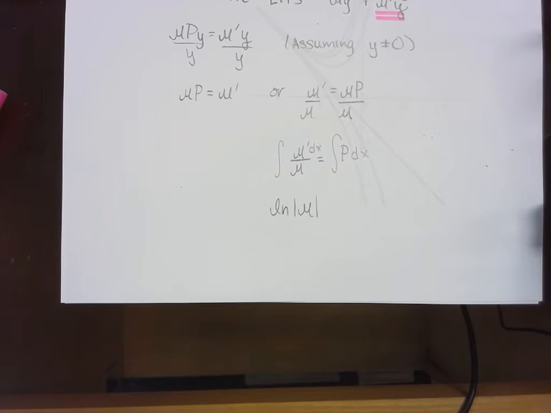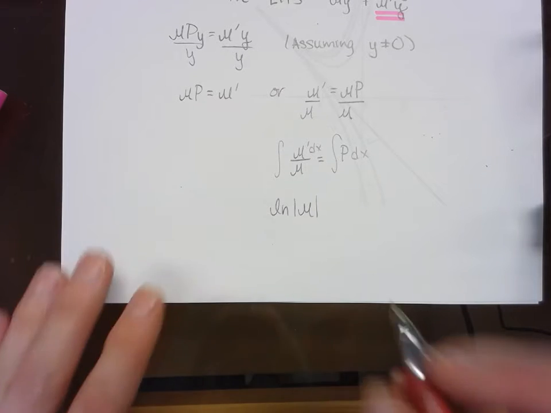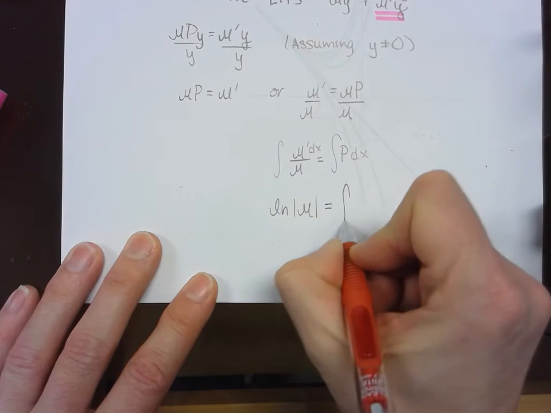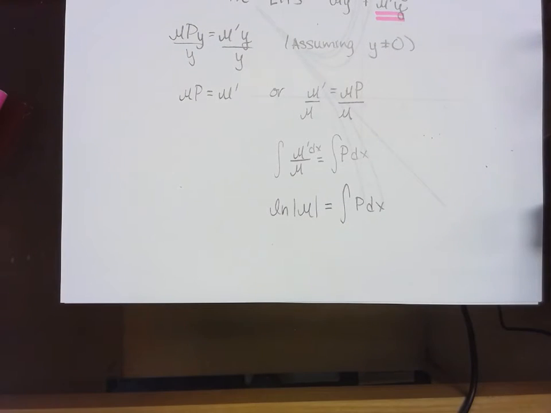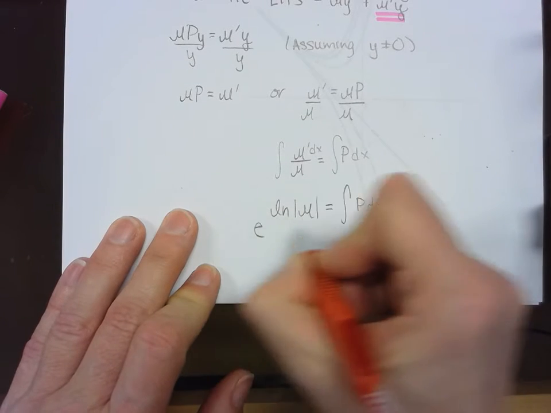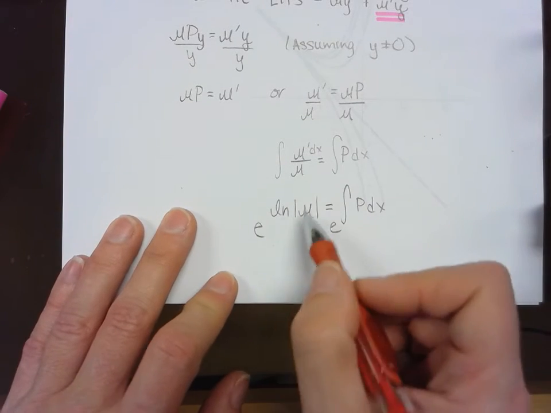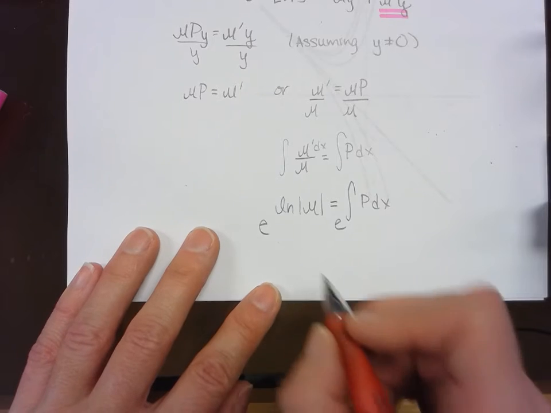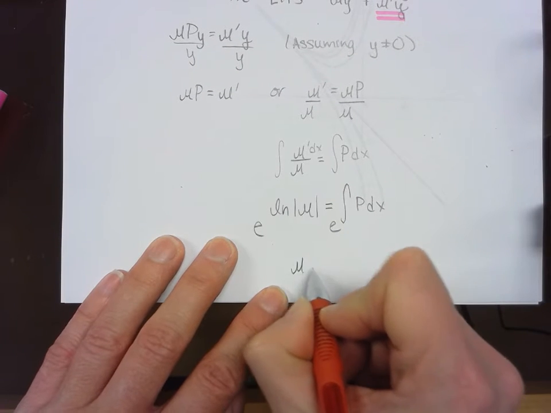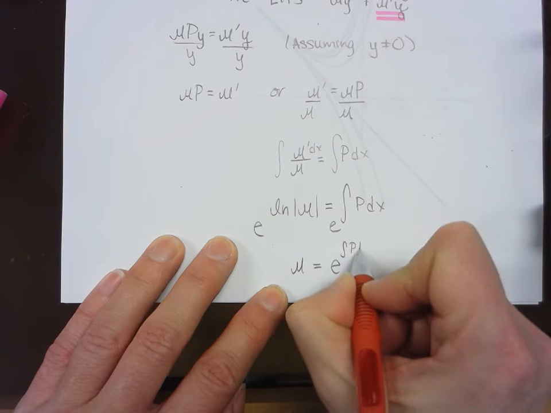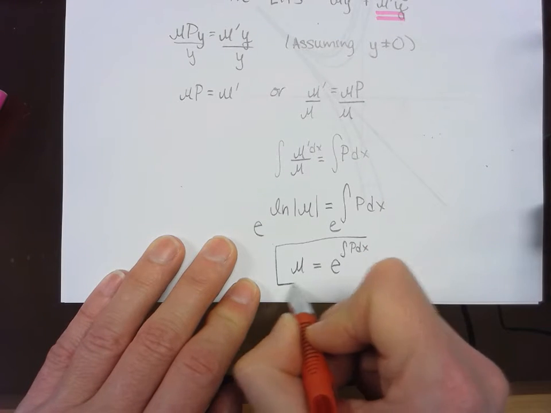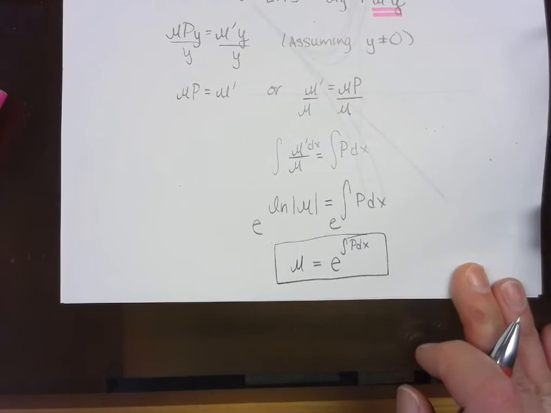But then we don't know what p is. P is some function of x. So we're just leaving that as the antiderivative of p dx. And then to solve for mu, we're going to exponentiate both sides. And this is where we're pretty much never going to use the absolute value. So we're just going to say mu is e to the antiderivative of p dx. So this is what you guys need to know.